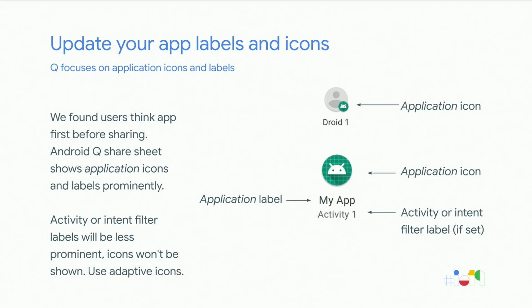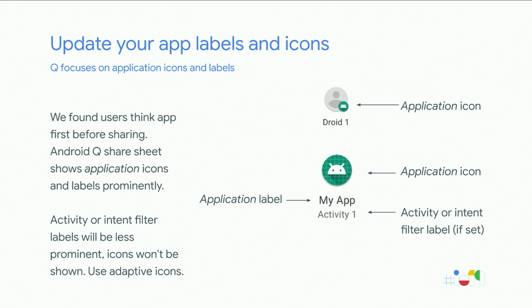We will show your application icon as defined in the manifest and ignore any provided activity or intent filter icon. For app targets, we will show the application label very prominently. It's what we alphabetize by. And any activity or intent filter label, less so, as you can see in the example.